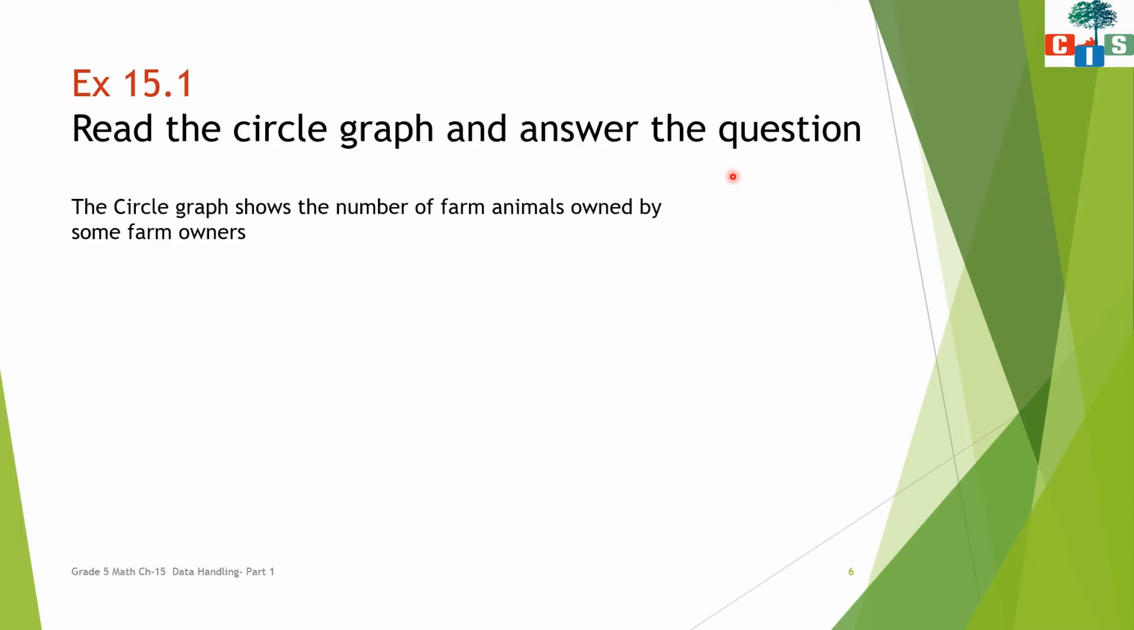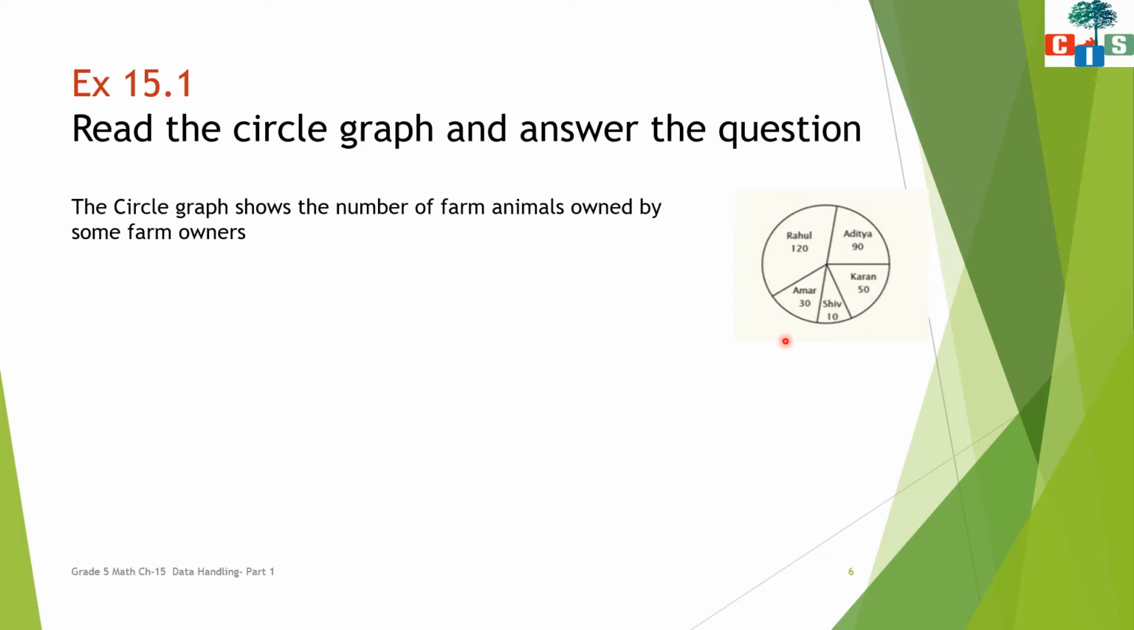Okay, so let's start. The circle graph shows the number of farm animals owned by some farm owners. Here we have Rahul, Aditya, Karan, Shiv and Amar. They all are farm owners.